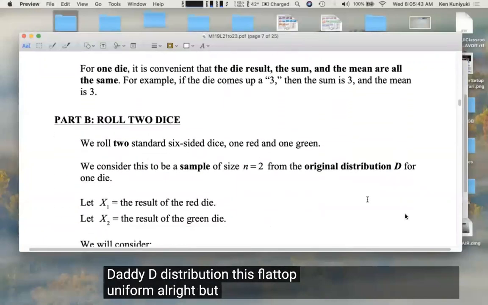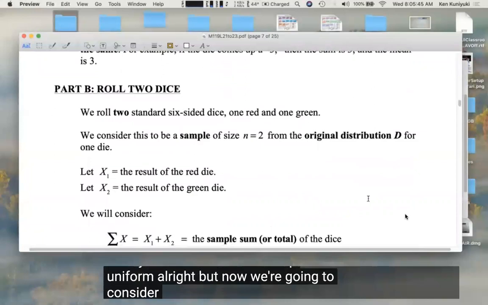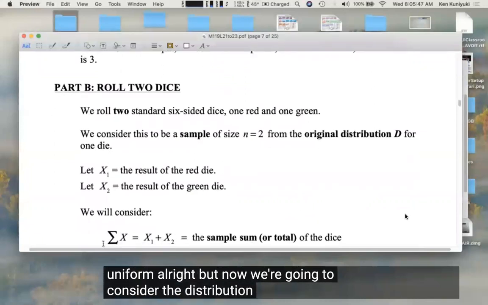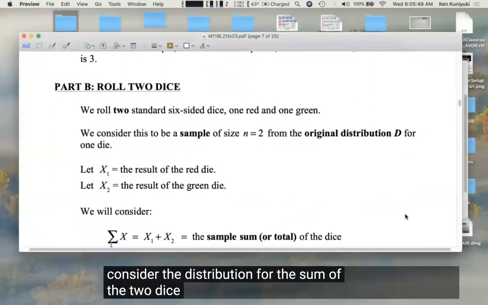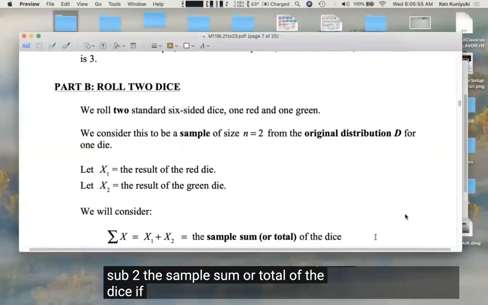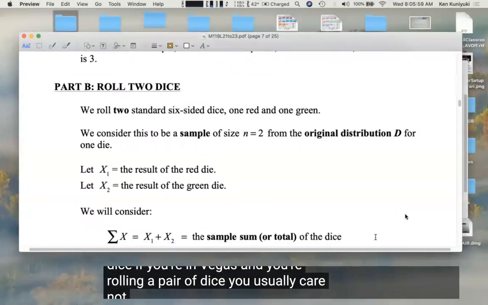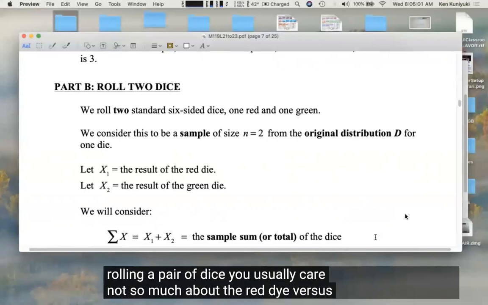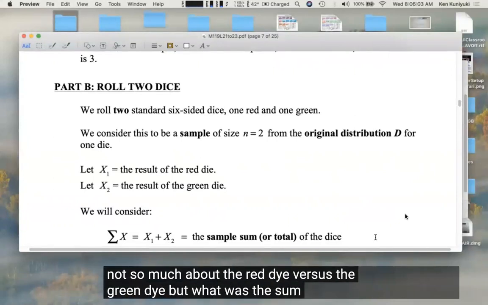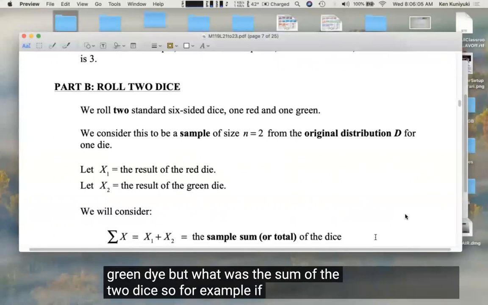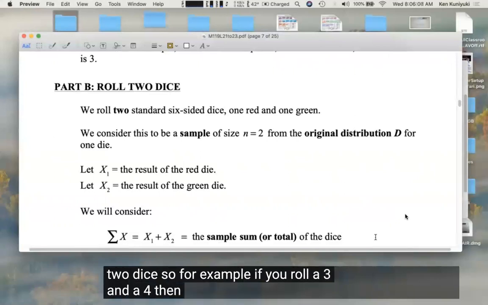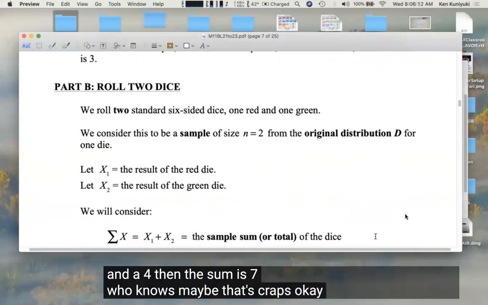All right. But now we're going to consider the distribution for the sum of the 2 dice. Summation x, x sub 1 plus x sub 2, the sample sum or total of the dice. If you're in Vegas and you're rolling a pair of dice, you usually care not so much about the red die versus the green die, but what was the sum of the 2 dice. So for example, if you roll a 3 and a 4, then the sum is 7. Who knows, maybe that's craps. Okay.